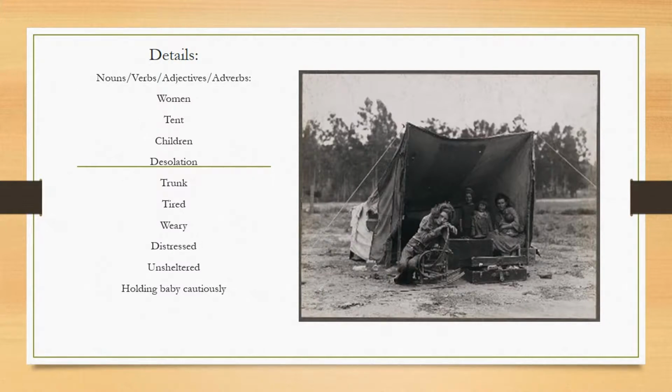And it looks as if their actions are, this woman is holding a baby. I want you to notice that she's kind of leaning away from the camera, so it looks as if she's holding the baby cautiously. This woman is slumping over in the chair as if she's weary and tired. And then in the back, these children seem to be looking at the photographer very curiously.